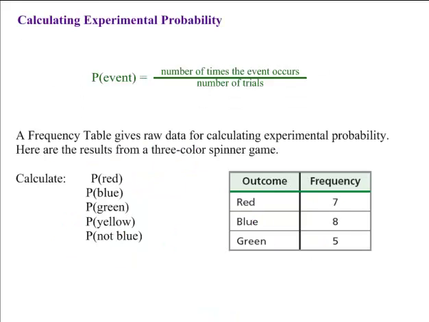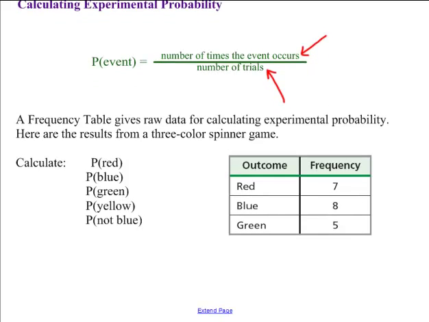So let's do some actual problems. Calculating experimental probability. So the probability of any event happening is the number of times that that event occurs in our experiment divided by the number of trials we did. Remember, we're doing experimental probability. So this is what really happened when you did an experiment. So we're given something called a frequency table, and this holds our data.